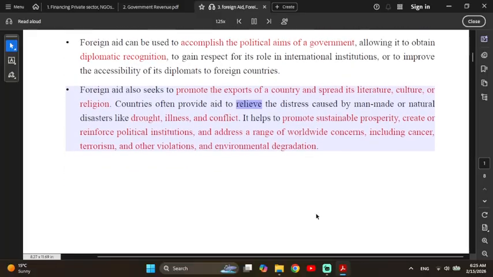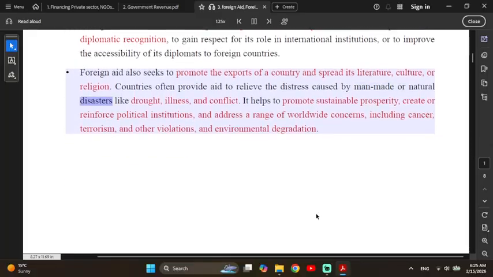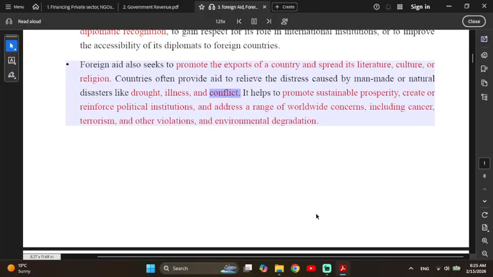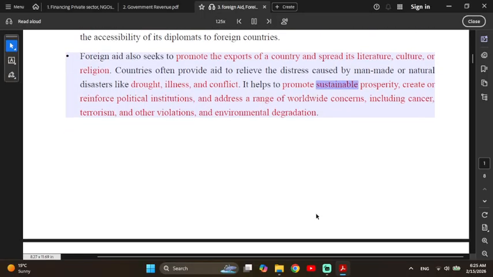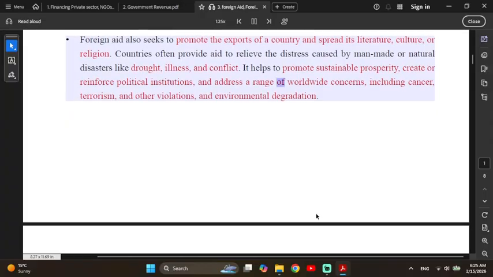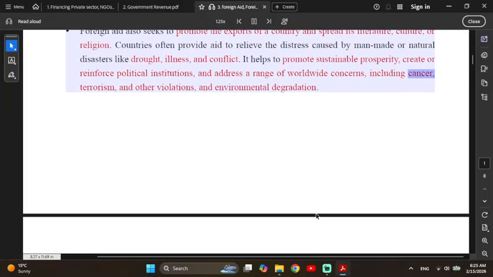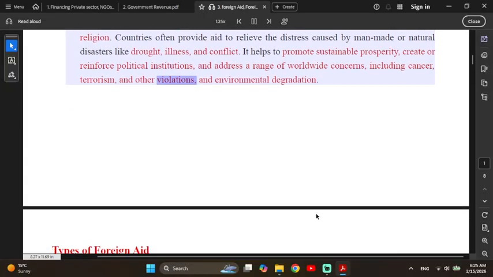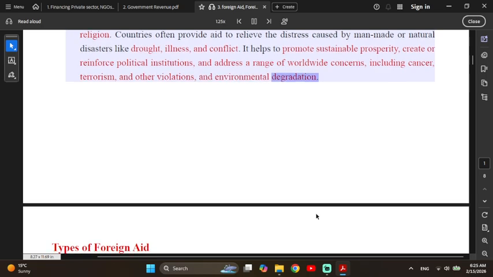Countries often provide aid to relieve the distress caused by man-made or natural disasters like drought, illness, and conflict. It helps to promote sustainable prosperity, create or reinforce political institutions, and address a range of worldwide concerns, including cancer, terrorism, and other violations, and environmental degradation.